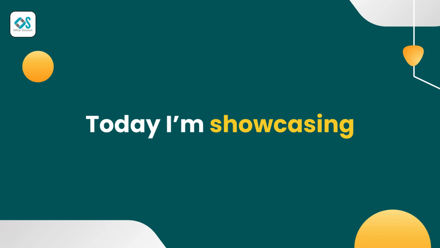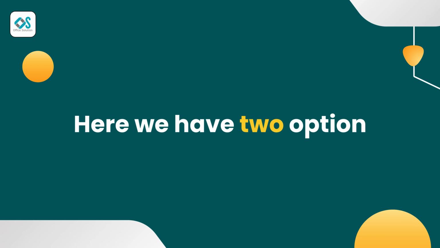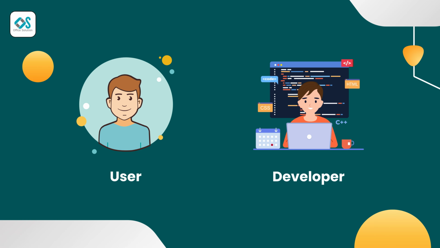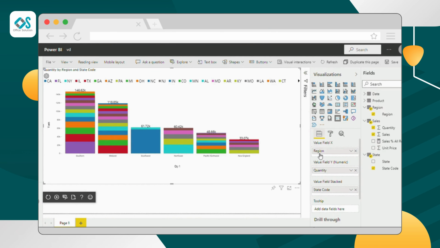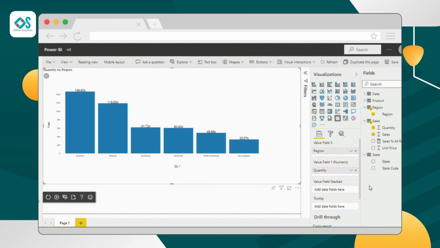Today I am showcasing the stack bar chart. Here we have two options, one for users and another one for developer. For developer we have value field X, value field Y, value stacked field. Then we have tooltip. Let me drag state code.